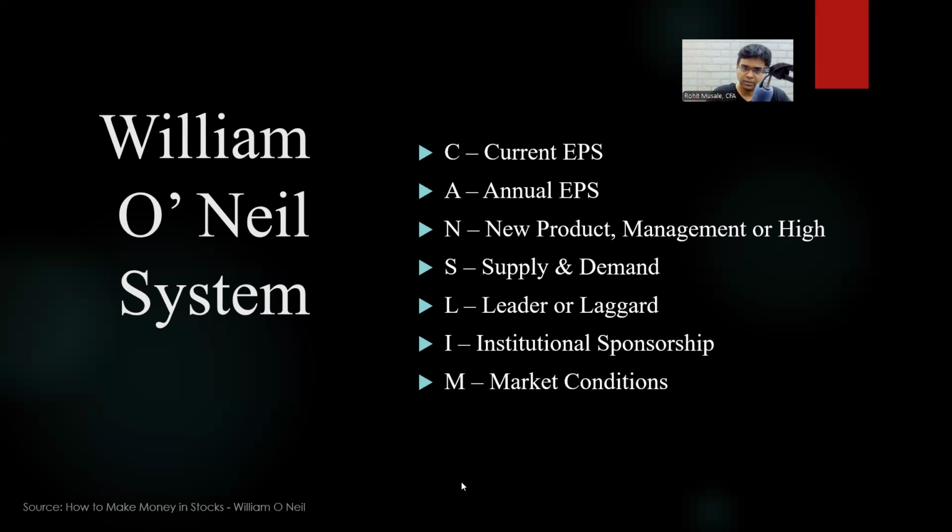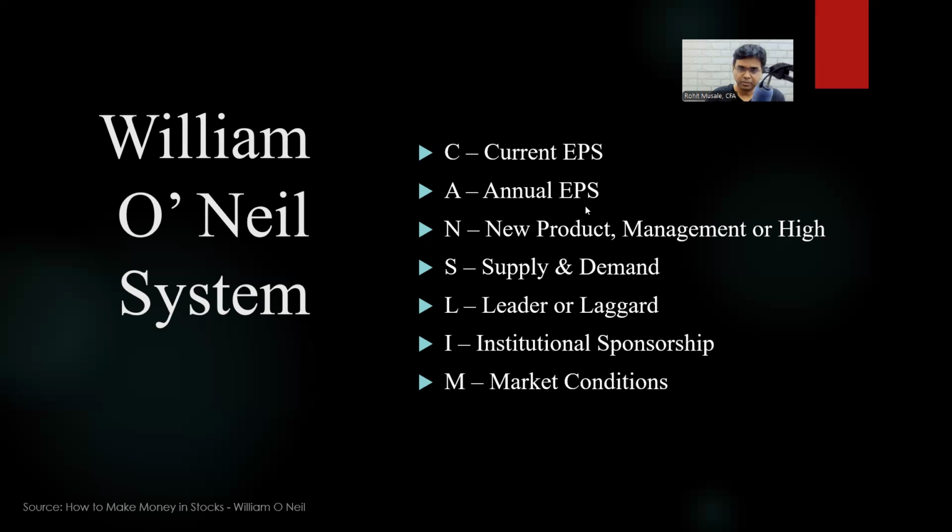So for example, the C in CAN-SLIM stands for current EPS growth. So in our fundamental criteria, remember there are 12 different criteria. There are a couple of criteria for EPS which says the current quarterly EPS growth should be 40% or more, and there should be 3/4 of acceleration in the EPS growth. So those two criteria cover the C part of the CAN-SLIM.